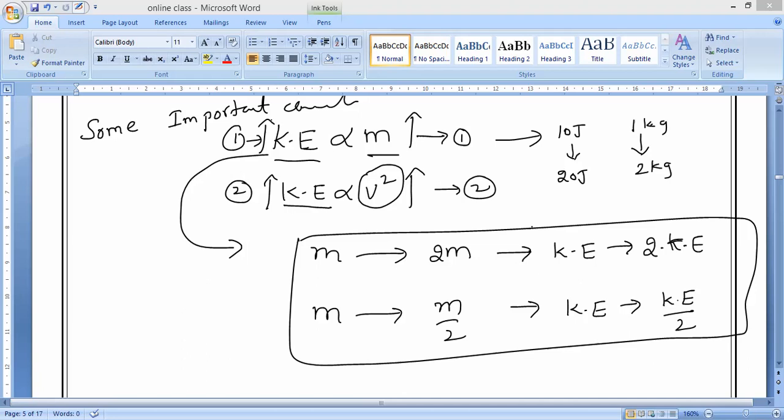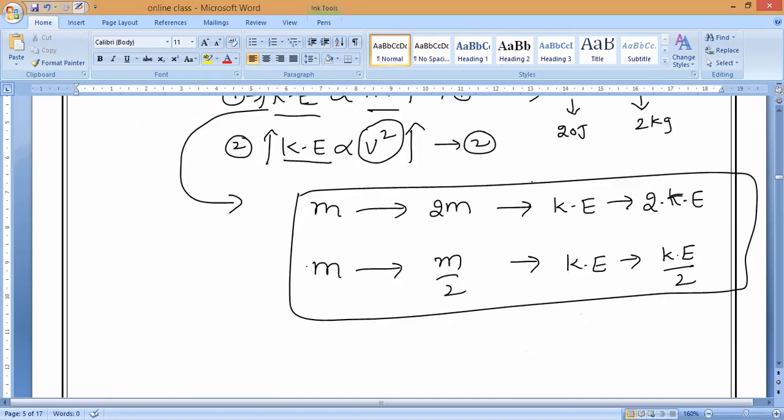If the mass of the body is halved, its kinetic energy also gets halved. But at the same time, something must be constant. Who is that? Anybody can say? We are talking about the mass, so some other factor must be constant. One by two, provided its velocity remains constant. Understand, Delmukil? Velocity remains constant.